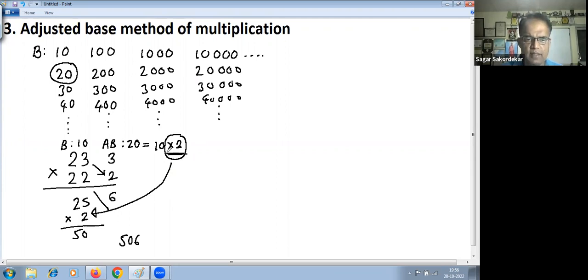So the only extra part is finding the relation with the main base, and that you should apply on the left hand side. Otherwise, all steps are the same as the normal base method of multiplication. Any doubts? Does anybody want me to repeat? Just say repeat in the chat.